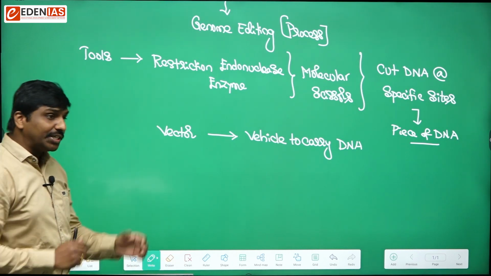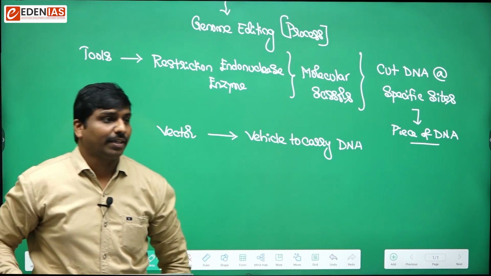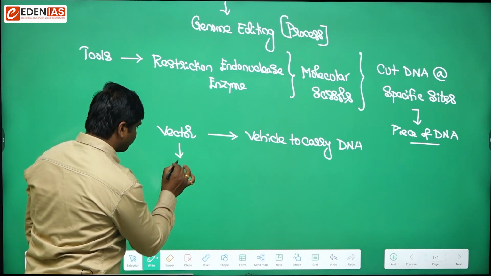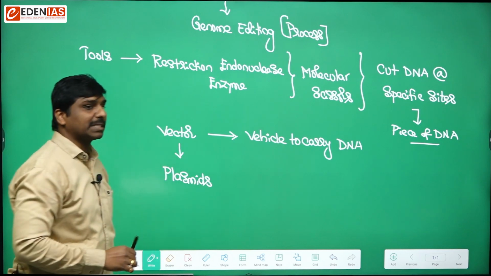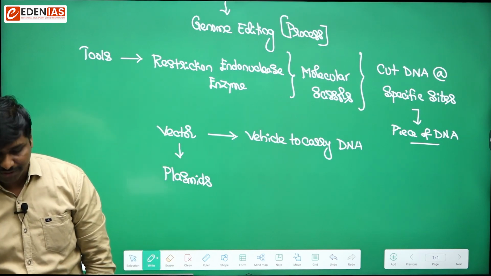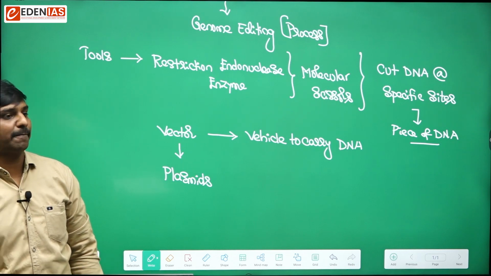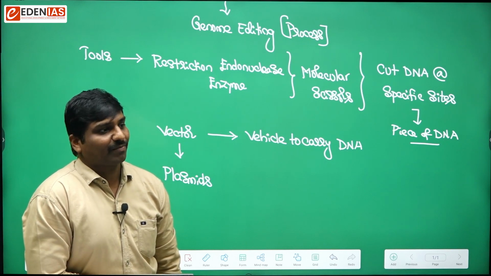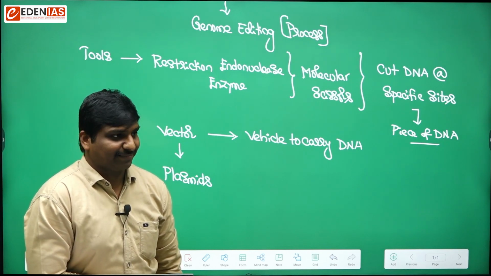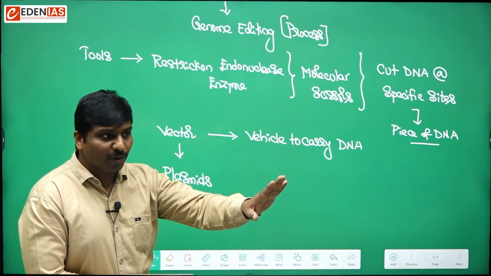In genetic engineering, the vectors we generally use are called plasmids. Again, what are plasmids? Can anyone recollect? They are present in bacteria. Good. They are found in bacteria.